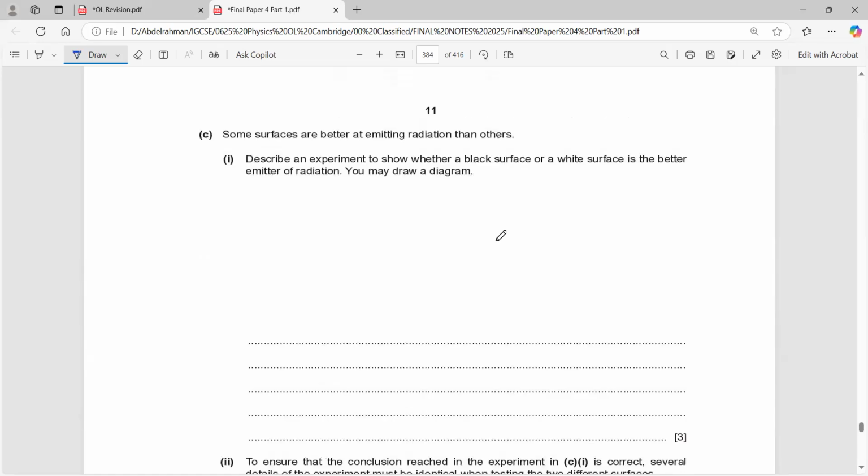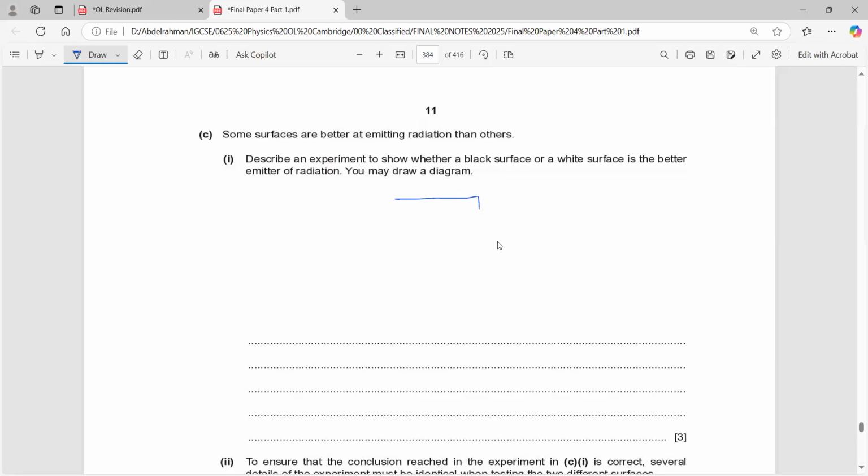Some surfaces are better at emitting radiation than others. Describe an experiment to show whether black surfaces or white surfaces are better emitters of radiation. يلا, better emitters of radiation. يعني ايه better emitters؟ دلوقتي, should I use the one with the hot water inside the tank ولا the one with the cold water? لا, this is an emitter, so you need to use hot water because it will emit heat to the environment.